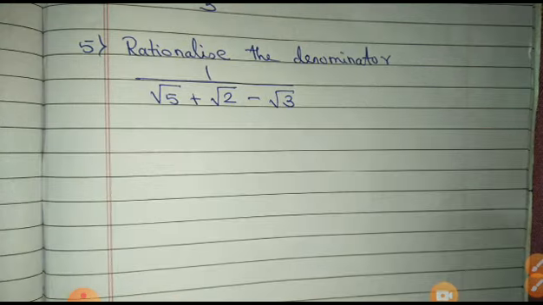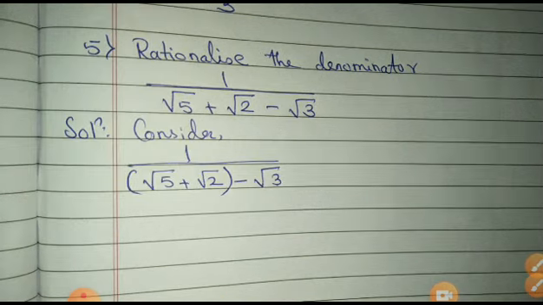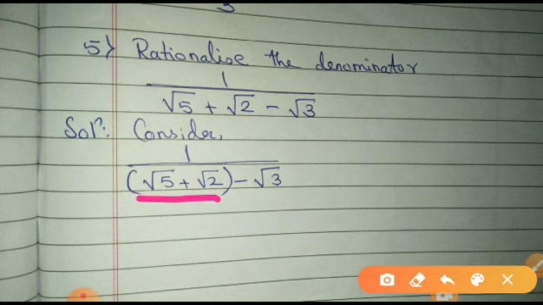On similar lines, the next question: rationalize the denominator 1 by root 5 plus root 2 minus root 3. Again, denominator is a trinomial. So what should be the steps? Your first two terms in the bracket, the last term outside the bracket. So I have considered root 5 plus root 2 in one bracket and minus of the other term, it is root 3. So can you guess now by which number should I multiply? Yes, this is my first term, this is my second term.